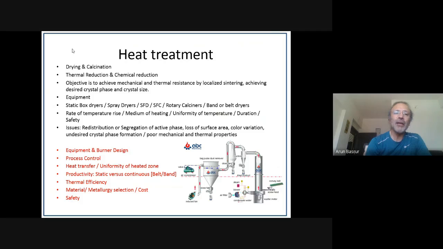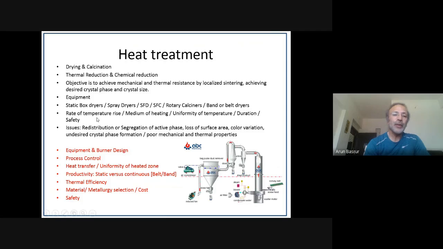Another option is chemical reduction. If not thermal reduction, you can use reducing agents such as sodium borohydride or hydrogen and reduce the catalyst. The kind of equipment that is used for calcination and drying are static box dryers or continuous equipment such as spray dryers, spin flash calciners or dryers, rotary calciners, and band or belt dryers. When you go from static to continuous, you increase productivity.